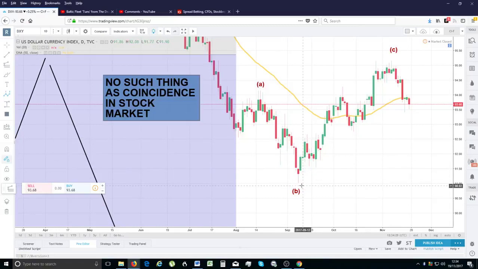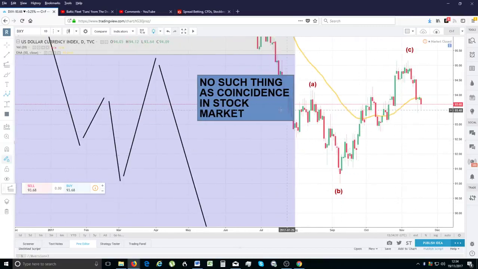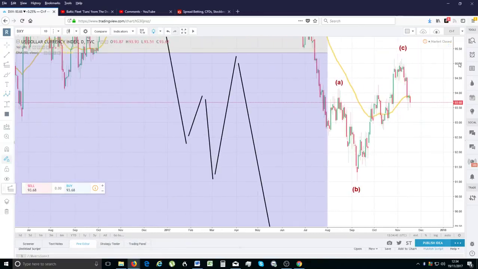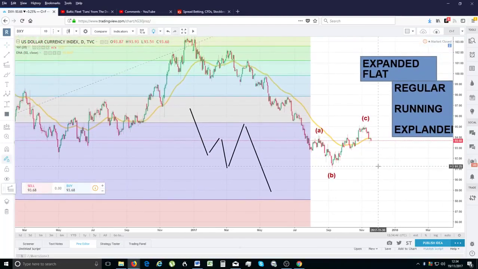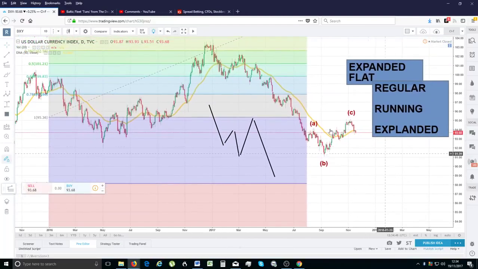As I said, I don't like the B wave to be more than 1.618, but these things are never 100% accurate. Occasionally you can have B waves which go up to 2 times the bottom of A. So that's an expanded flat, and I think that is absolutely fascinating. So the count on the dollar is actually this.